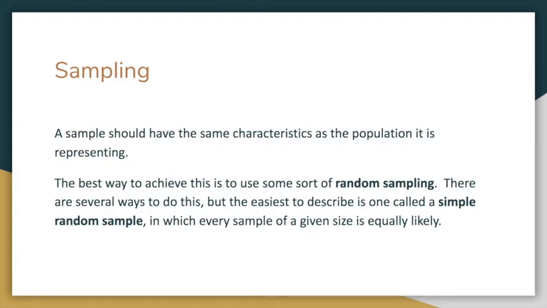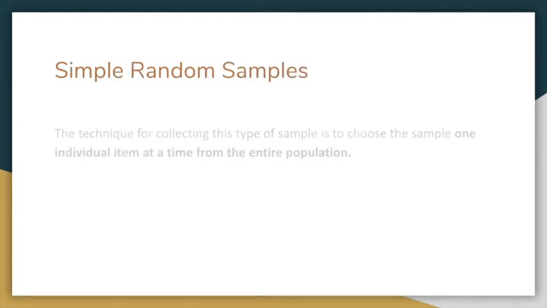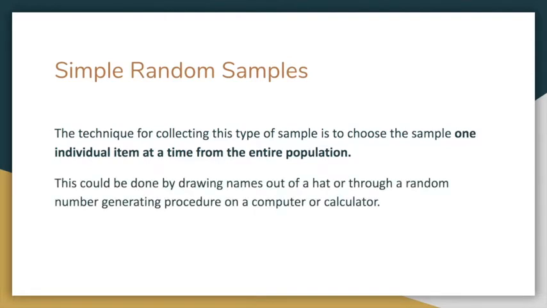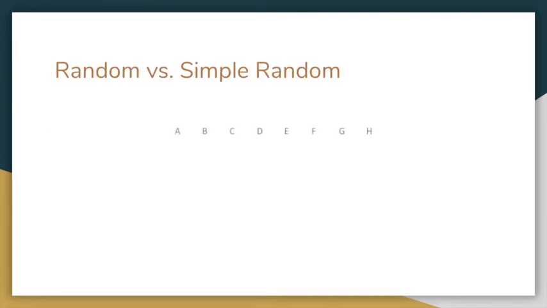So I'm going to give you a little bit better visualization of that. In order for a sample to be simple random, you basically have to be choosing one item at a time from the entire population. All right, a couple ways you could do that. You could draw names out of a hat. You could use a random number generator. Lots of different ways you could do it, but here's the visualization I was talking about.